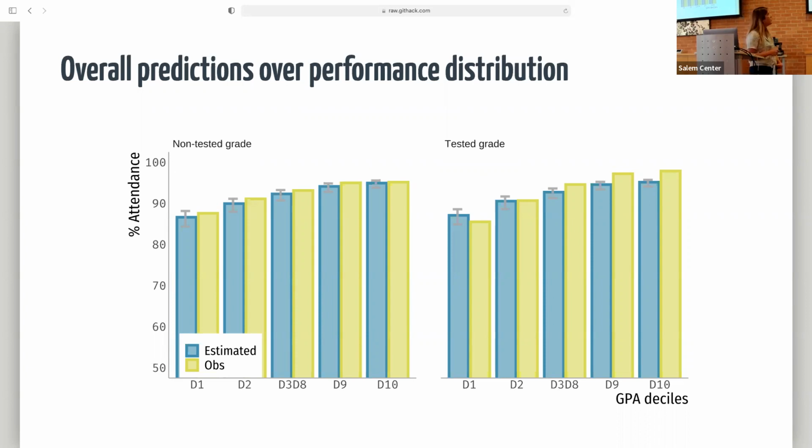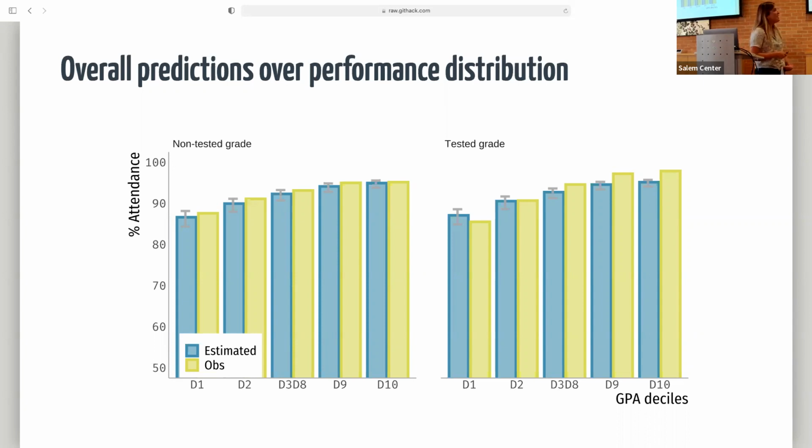So as you can see, we actually do a pretty good job in predicting attendance for the non-tested grade, which is kind of a good thing, right? We want to see that our prediction is working well on a regular day, right? And remember that for kids in a non-tested grade, this is actually a regular day.